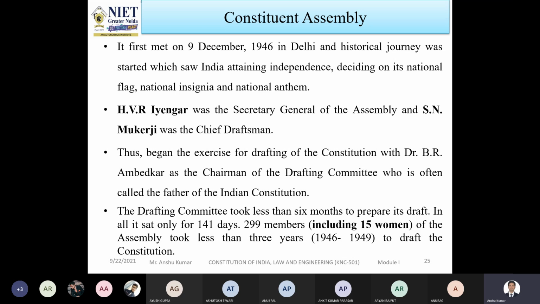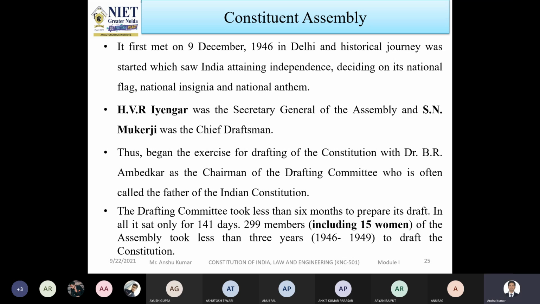H.V.R. Iyengar, remember that H.V.R. Iyengar was the Secretary General of the Assembly, and S.N. Mukherjee was the chief draftsman. There were 13 committees framed, and the drafting committee was one of them. Anyone, just tell me, the drafting committee was headed by Dr. B.R. Ambedkar. So always remember that.